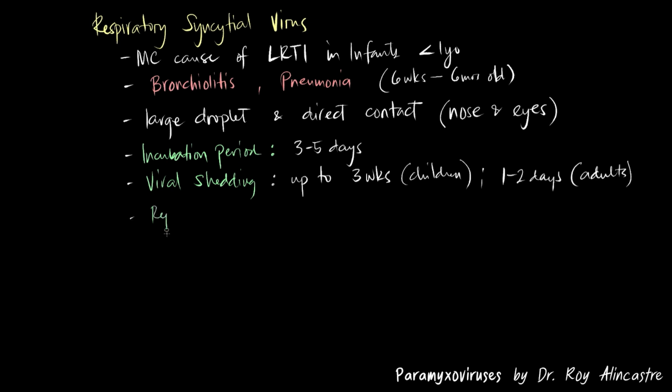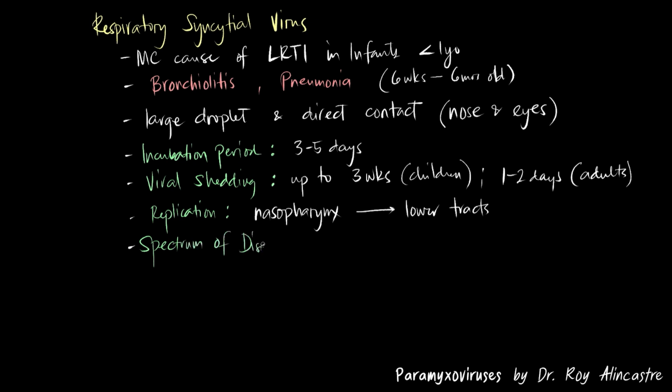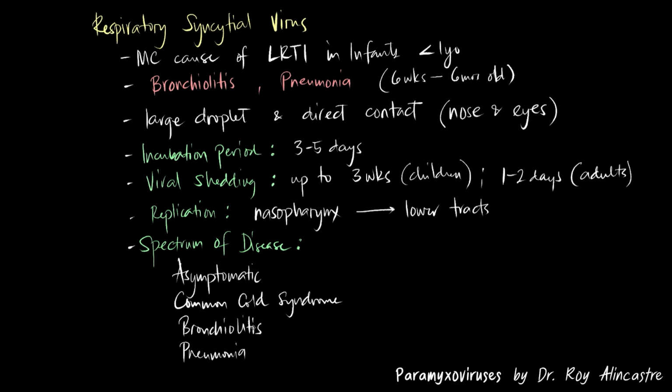RSV replication occurs initially in the epithelial cells of the nasopharynx, but it may spread to the lower tracts and cause bronchiolitis and pneumonia. The spectrum of disease ranges from asymptomatic infection, to the less serious common cold syndrome, to the more serious bronchiolitis and pneumonia. But bronchiolitis is the distinct clinical syndrome associated with RSV. Usually, RSV presents with bronchiolitis.